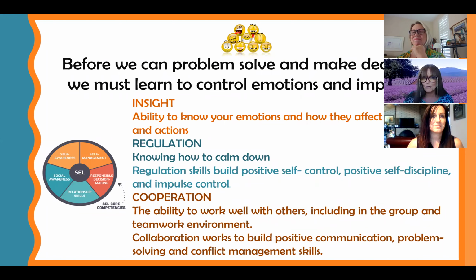Okay. So before we can problem solve and make decisions, we must learn to control our emotions and impulses. So we divided these up into three digestible ways to understand our work when we're working with our kids and with our PBIS practices. Are we giving our students the opportunity to build insight? Are we building practice opportunities for kids and adults to regulate? And finally, we have cooperative learning groups, but are we really, with intention, building an understanding of how we work with each other, using our school-wide expectations, our values? Do we have the opportunity to teach our kids to self-monitor and use those practices outside of you being the one to always tell them that they're either doing it or not?